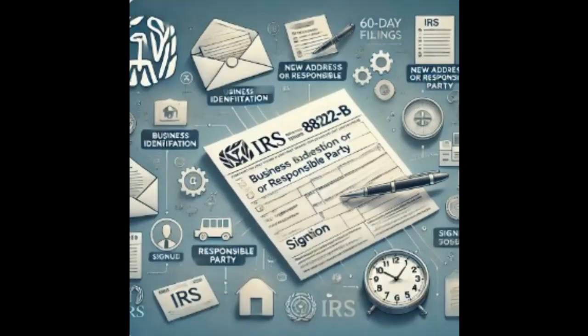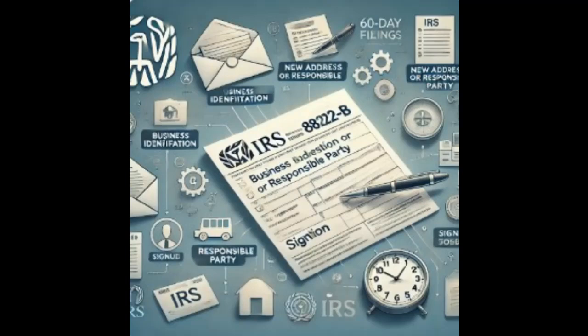Key sections of Form 8822B. Part 1, Identification. Enter the business name, EIN, employer identification number, and old address to identify the entity. Part 2, New information. Provide the updated business address, including street, city, state, and zip code. If changing the responsible party, include the name and social security number, SSN, individual taxpayer identification number, ITIN, or EIN of the new responsible party.